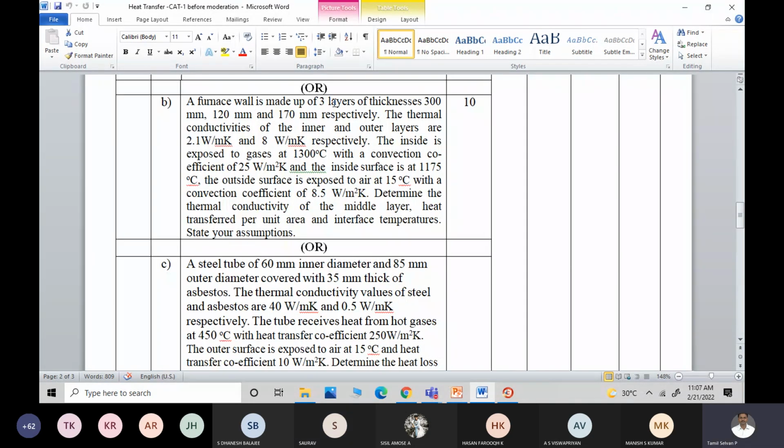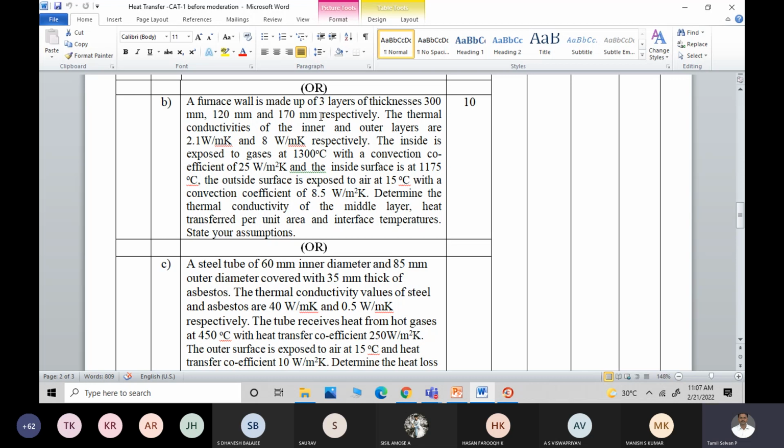The thicknesses are 120 mm, 300 mm, and 170 mm, and the thermal conductivity of the middle layer is asked, and the answer is around 1.34. Even some of them got 1.31, 1.32 also. Those who have got 1.3, I have given full marks. If they have found out the interface temperature, so also I have given 10 out of 10.